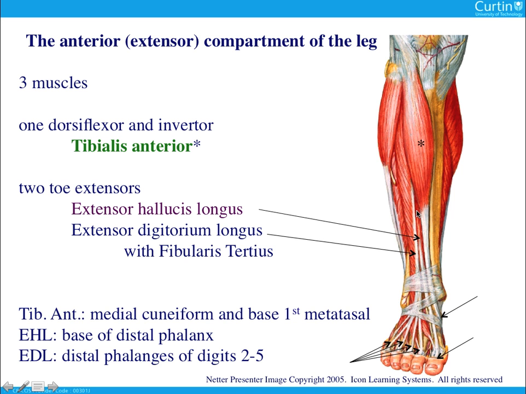The extensor hallucis longus is going to insert distally on the distal phalanx of the first digit. The extensor digitorum longus is sort of analogous to the extensor digitorum of the forearm, and it's going to go down to the 2nd to 5th digits, and it's going to extend the 2nd to 5th digits at the distal and proximal interphalangeal joints.